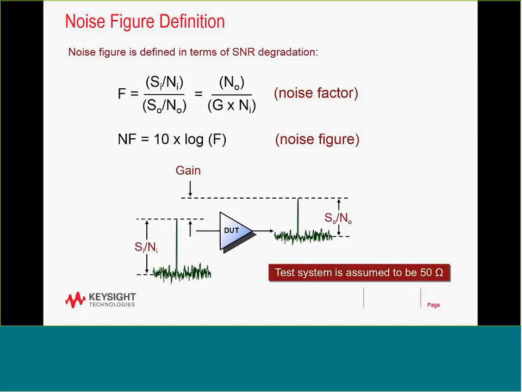The definition of noise figure: well, the noise factor, I should say, is the signal to noise at the input over the signal to noise at the output, or effectively the noise at the output over the gain times the noise at the input. And the variant that we use today is called noise figure, which is basically the logarithmic analog of the noise factor.